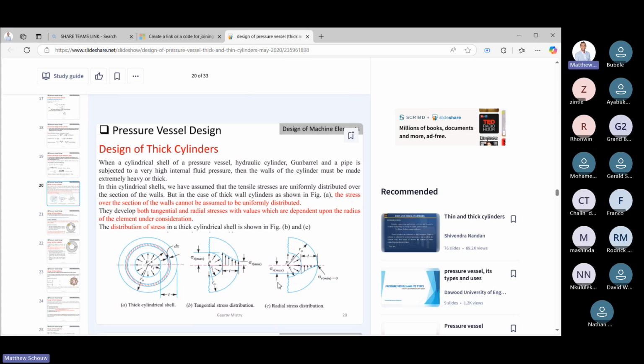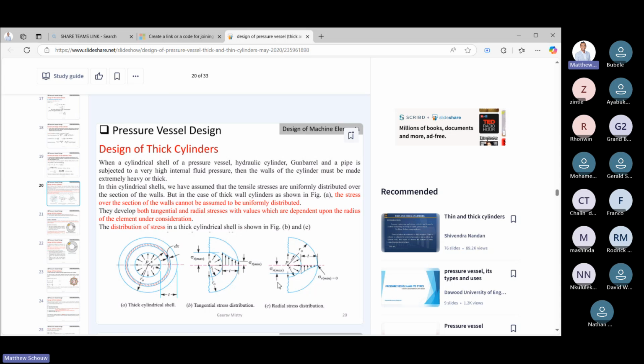Here are some examples of thick cylinders. There's a hydraulic cylinder, a gun barrel, a pipe on both sides when it's subjected to very high internal fluid pressure, right? And if that is the case, the walls of the cylinder must be made extremely thick. So when you're dealing with high pressure, we want to increase the wall thickness.